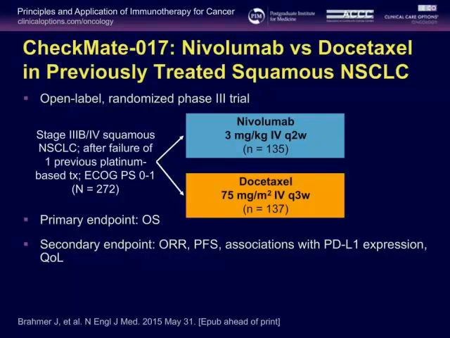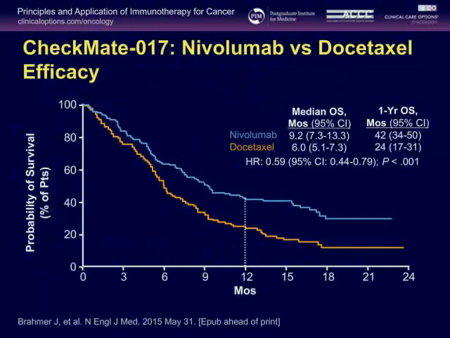272 patients were randomized 1-to-1 to get the nivolumab at 3 milligrams per kilogram every 2 weeks, or docetaxel at a standard 75 milligrams per meter squared every 3-week regimen. And this was designed to look at overall survival as the primary endpoint. This was published in the New England Journal at the end of May, and that was the exact same day it was presented as an oral at ASCO.